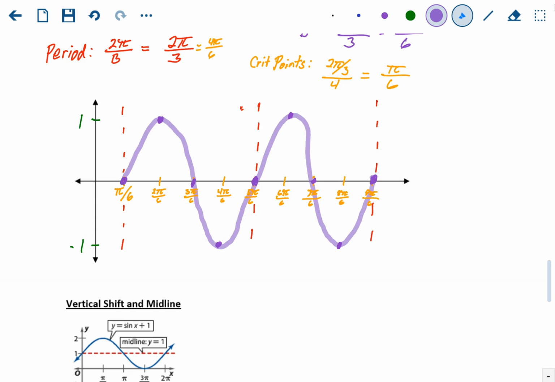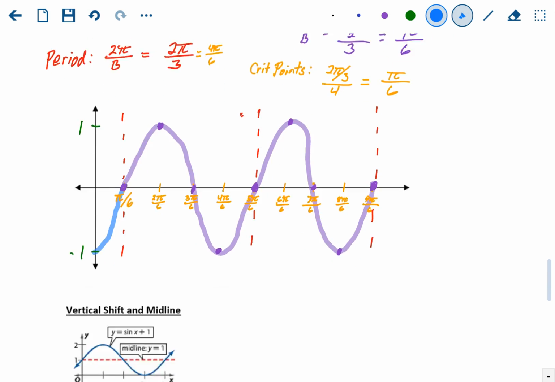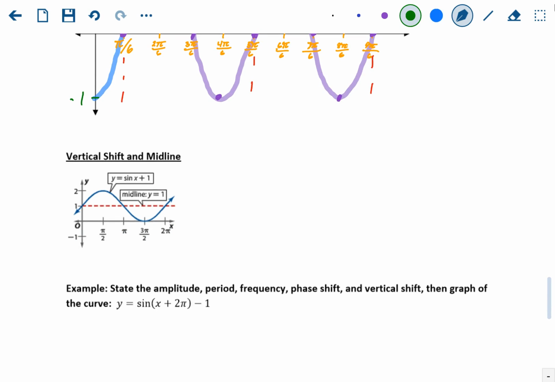Now again, we didn't start at 0, but these graphs are waves, so they keep going forever, so you can connect that where it would be. But again, because of that phase shift, sine didn't start at the origin point. It shifted over.